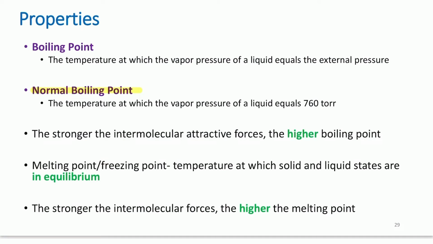This is so that we can compare to other scientists. We can compare to other people. We can say water boils at 100 degrees C. Does water always boil at 100 degrees C? Truthfully, it depends on the external pressure. Depends where you reside, where you're at that moment. But if I'm at exactly 760 torr, water will boil at exactly 100 degrees C. The stronger your intermolecular attractive forces, the higher your boiling point becomes, because we have to overcome those IMFs. We have to break apart those IMFs.